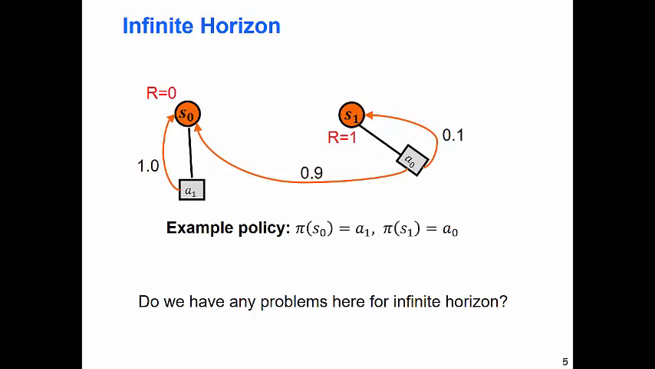Well, let's look at one more example. So in this case, we don't really have a problem, because if you're in S1, this policy is going to select A0, and with a reasonable probability, you're going to end up in S0 at some point, in which case you're just going to collect 0 reward forever. So there's no infinite values in this case.